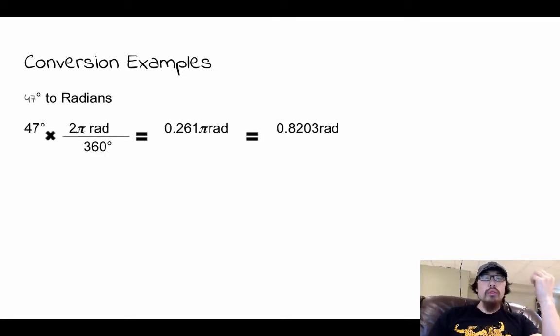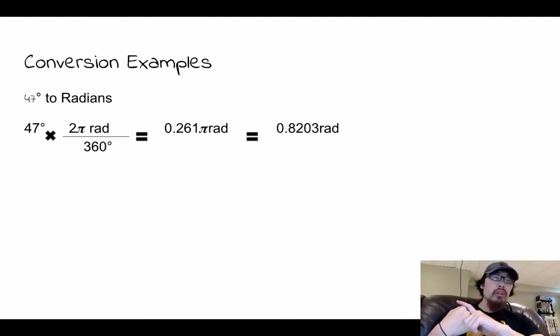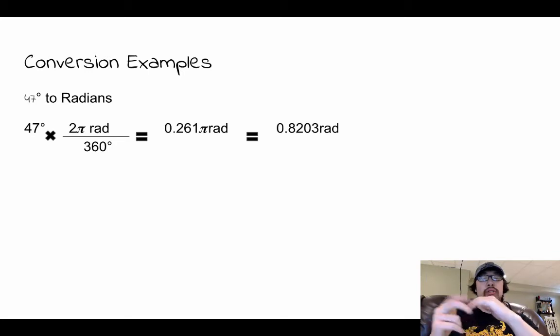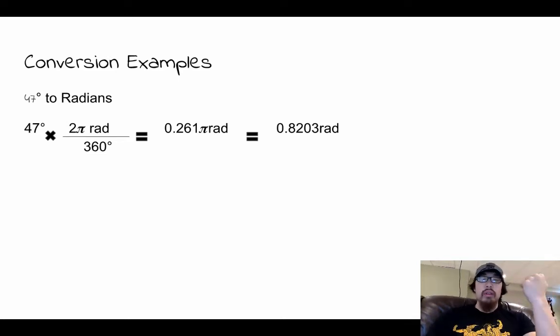So if we want to go from 47 degrees to radians, if degrees is the unit on top, we need to eliminate the units on the top by dividing it by the units on the bottom. So we are essentially multiplying 47 degrees by a factor of 1. Now, what I mean by that is 2 pi radians is the same as 360 degrees. 2 pi radians is one full circle, and 360 degrees is one full circle. Now, if you plug that into a calculator, you get roughly 0.8203 radians. So we just went from 47 degrees to radians.